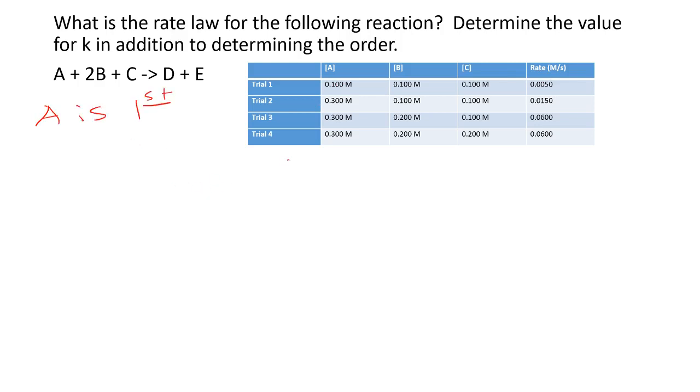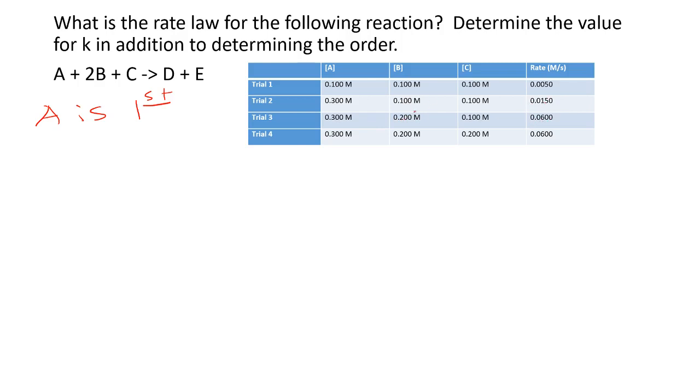We can then check for B, and B is best done by comparing trials 2 and 3. See here, A doesn't change, C doesn't change, but B doubles. When B doubles, the rate quadruples. That means that the rate is changing at the square of the concentration. Remember, if this had tripled and this was second order, this would non-tuple. It would multiply by 9.